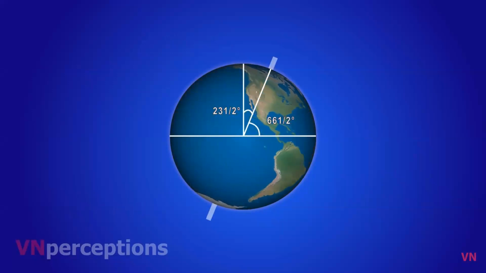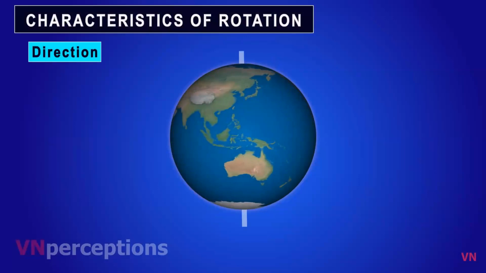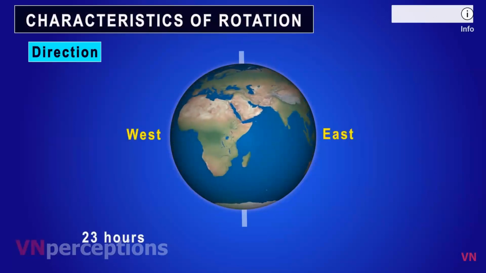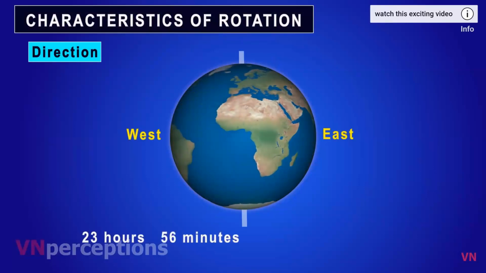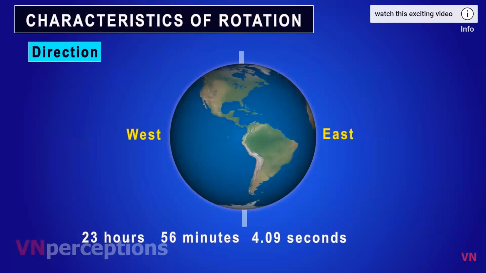Now let us understand the characteristics of rotation. The first one is direction. The Earth completes one rotation from west to east on its axis in 23 hours, 56 minutes, and 4.09 seconds.